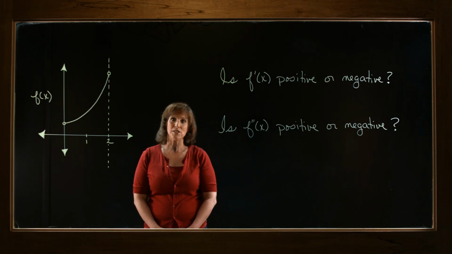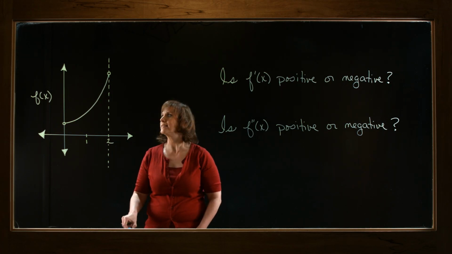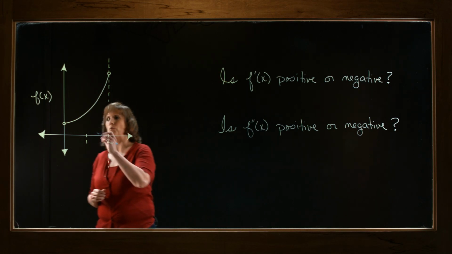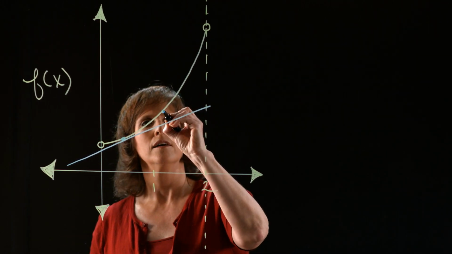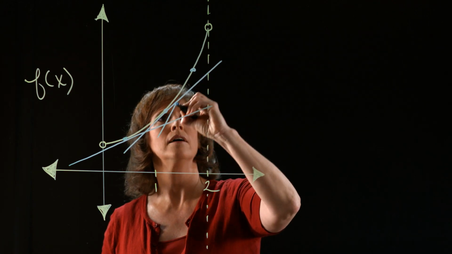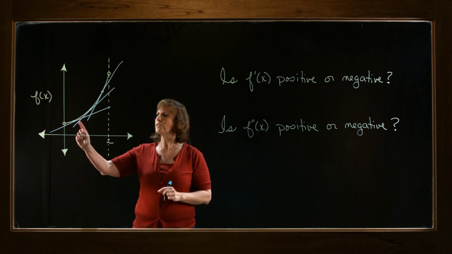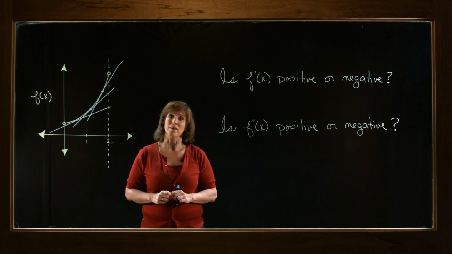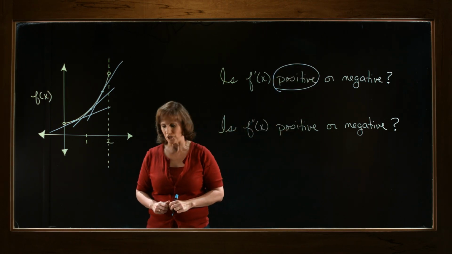But let's remember why that's true. One of the applications of a derivative is that it's the slope of the tangent line. Let's take a look at tangent lines to this curve at several points. We'll look at 3 different examples. So I'm just drawing in some sample tangent lines so I can see what's happening. Notice that the slope of each of those lines is positive, which means my derivative will be positive. So I've answered my first question.